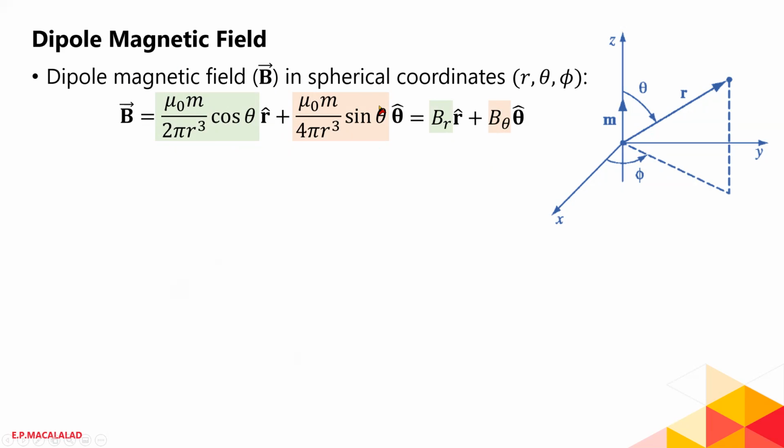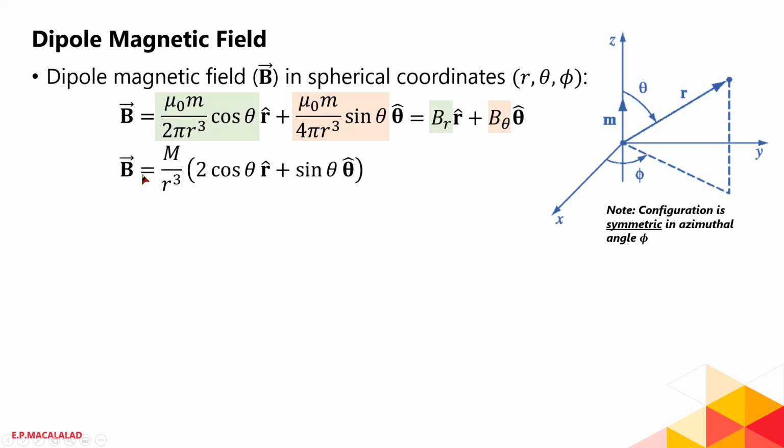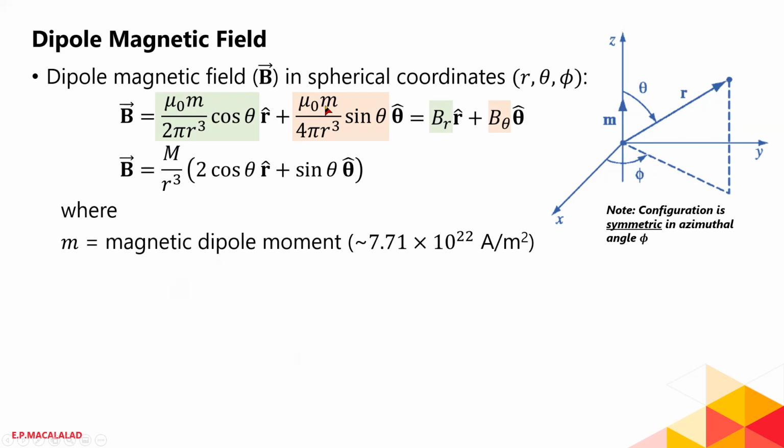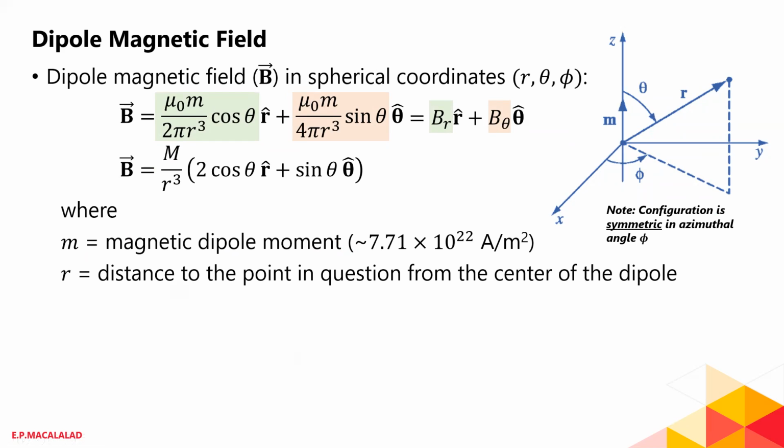We can also express this equation in terms of capital M, which is equal to mu naught m over 4 pi. So that's capital M. Small m, as I mentioned before, is the magnetic dipole moment, and approximately it is about 7.7 times 10 to the 22 amperes per square meter. And r is the distance to the point in question from the center of the dipole, so in this case, the center of the Earth.